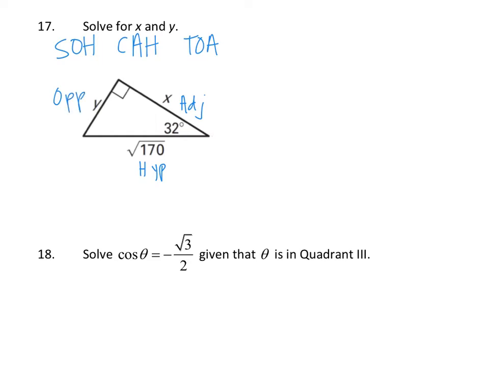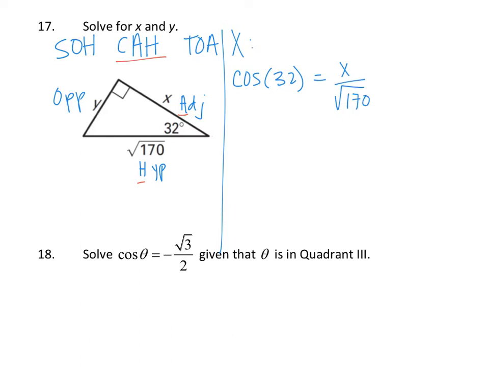So I'm going to find x first. So for x, we have adjacent, and I know hypotenuse, so I'm going to do cosine. Cosine of 32 equals adjacent over hypotenuse. I know a lot of you are going to be tempted to round the square roots and put a decimal instead. Your calculator's doing all the work anyways, so just leave it how it is. Round your answer at the very end.